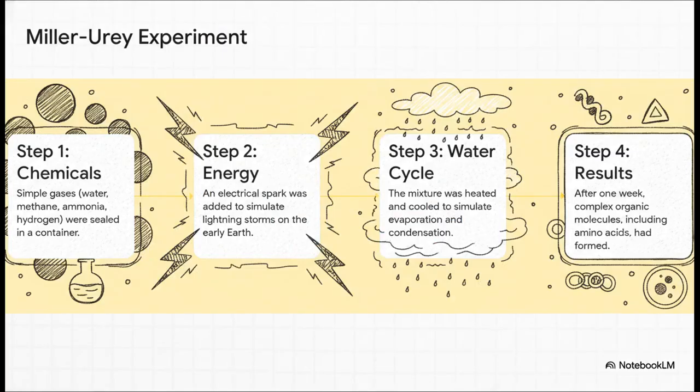And what's so cool is how elegantly simple their approach was. They basically bottled the atmosphere of the early Earth: simple gases, a spark to act like lightning, and a little bit of heat to create a mini ocean and rain cycle. It was an incredibly bold attempt to see if chemistry, if you just left it alone, would start to build something interesting. So they set it up and they let it run for a week.